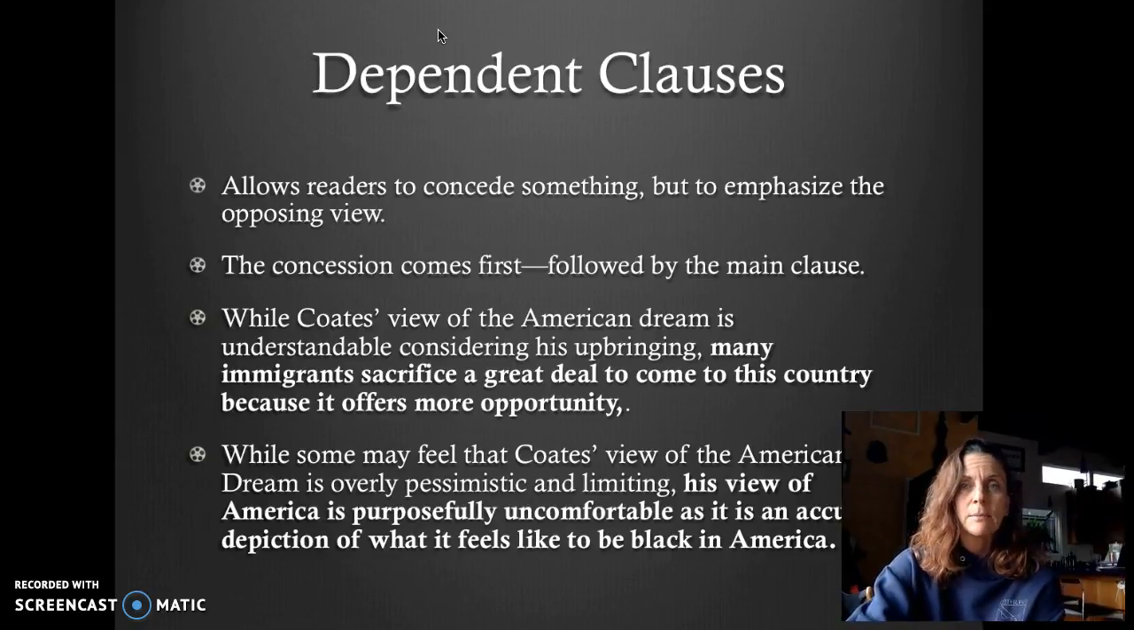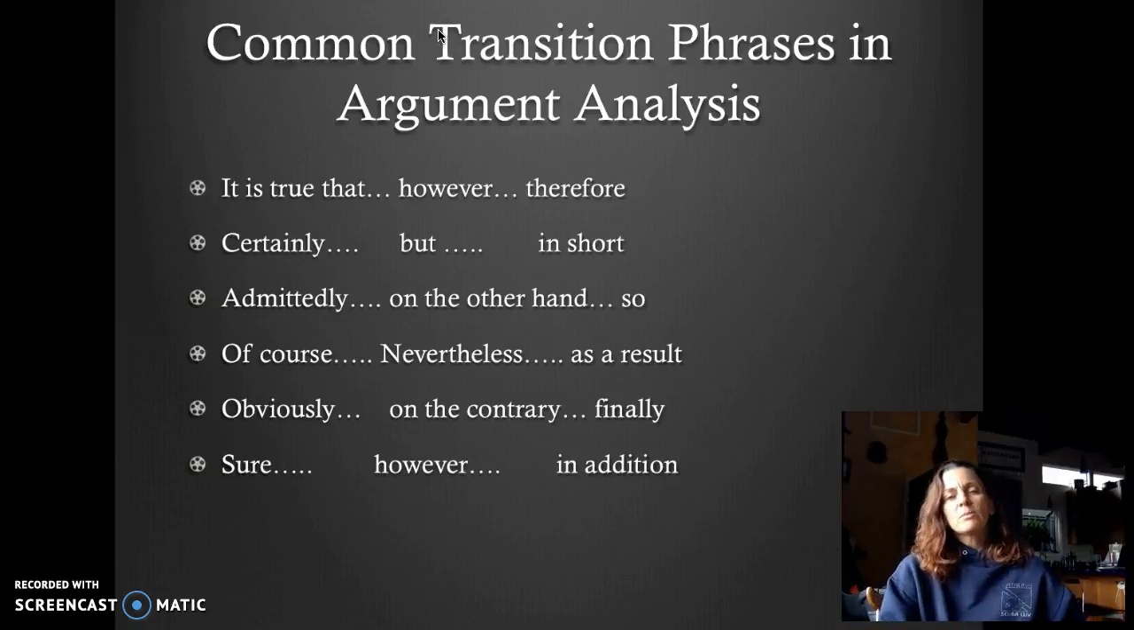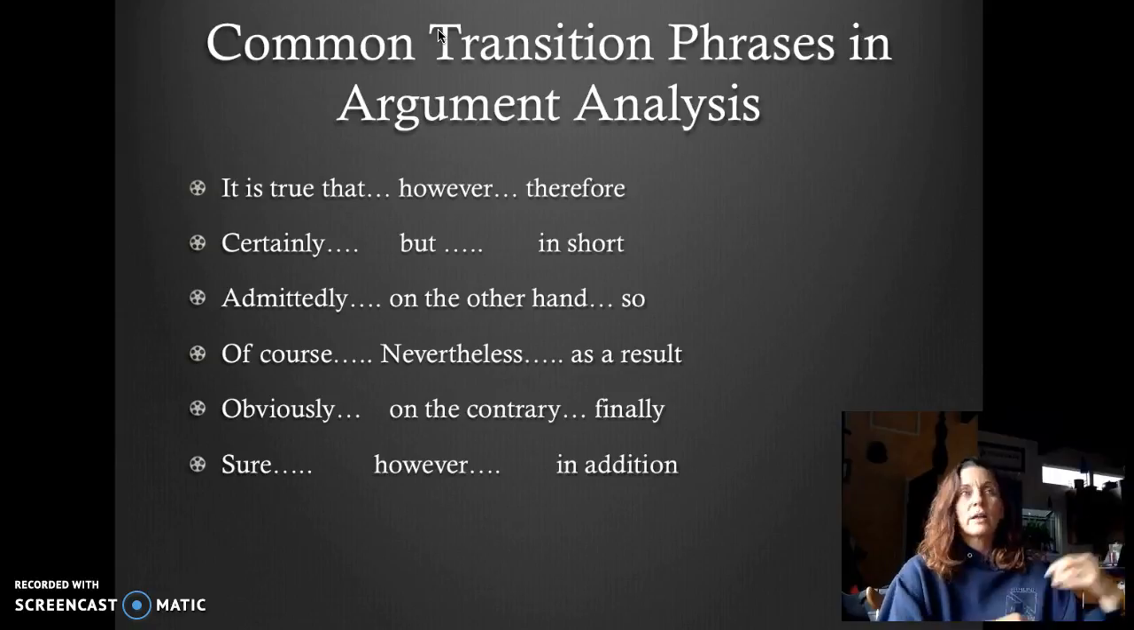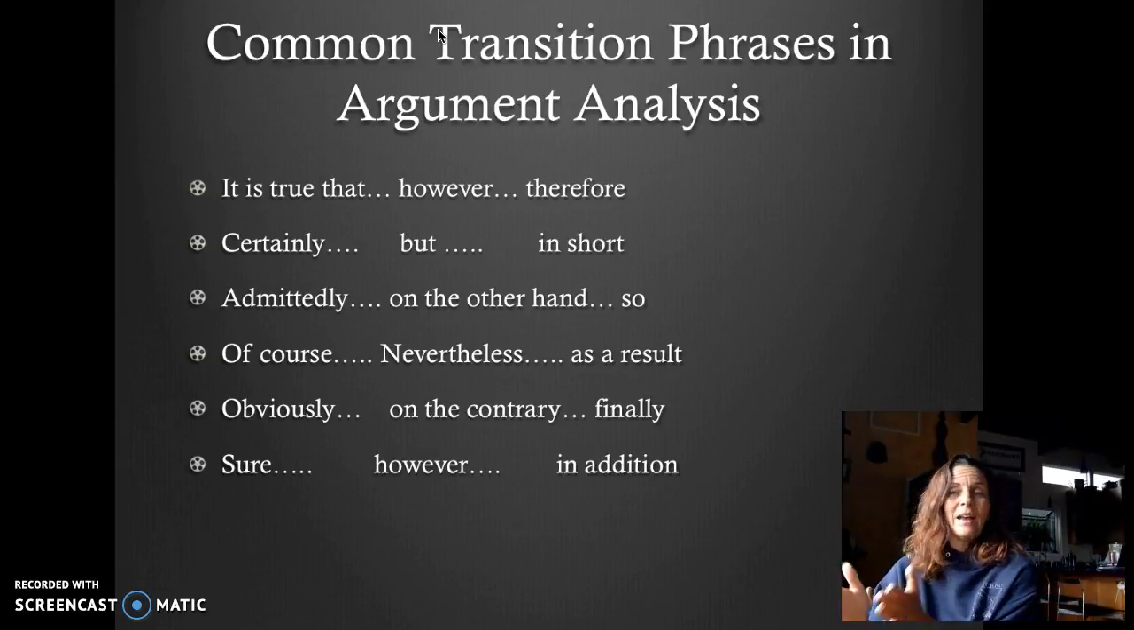I want to give you also some transition phrases because this is going to help you with having a flow to your argument and looking at both sides. So you may say, it is true that, or certainly, or admittedly, or of course, or obviously, or sure. You acknowledge something that Coates feels this way, or that immigrants feel that way. However, you bring in the contrasting view and you discuss it, and then you say as a result or therefore, and then you explain why it has merit.